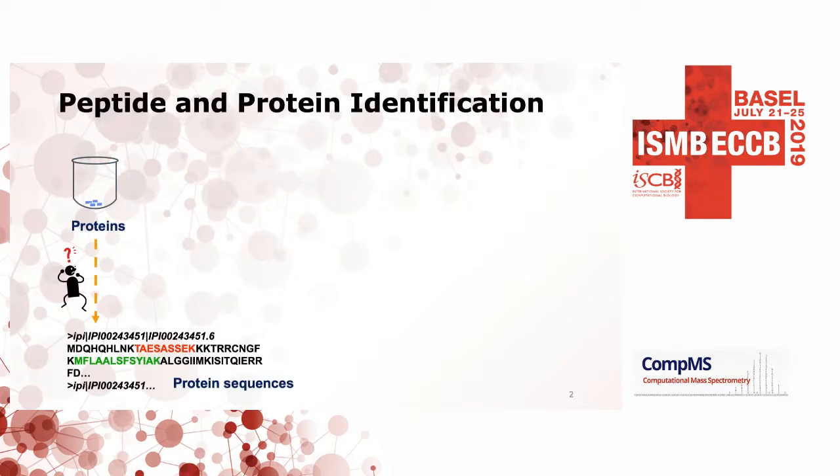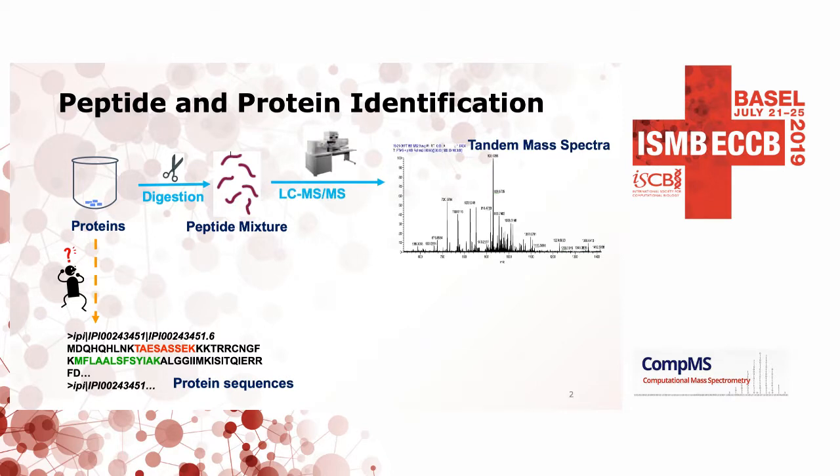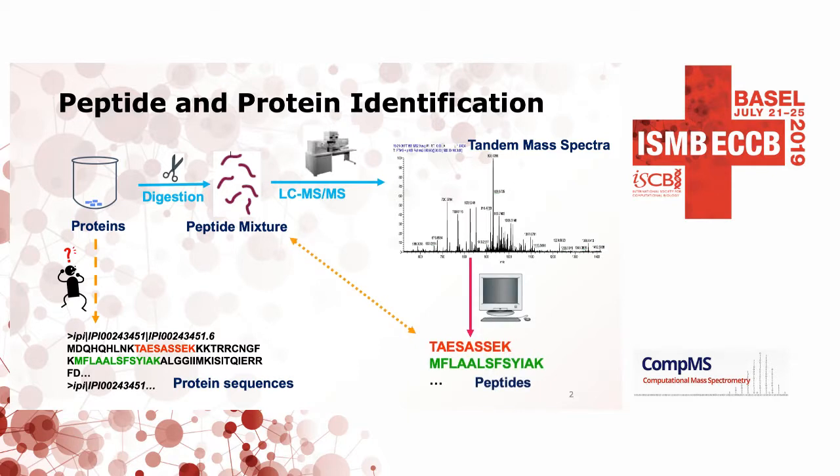First, I want to briefly introduce peptide and protein identification using tandem mass spectrometry. Given one protein sample, we want to know how many proteins are in this sample and what their sequences are. First of all, we digest proteins into peptides using enzymes, for example, trypsin. Then, a mass spectrometer is used to generate tandem mass spectra. Next, we can use computational approaches to analyze this data and identify peptides.